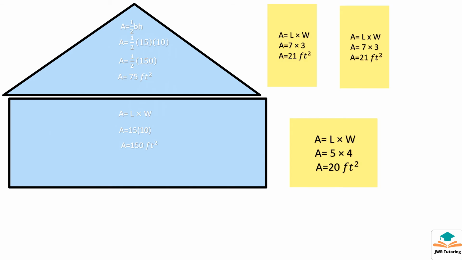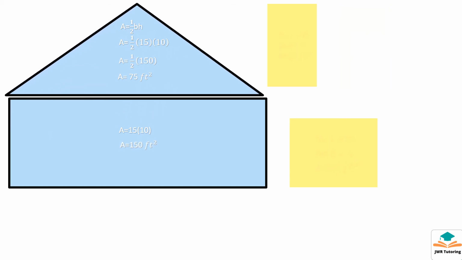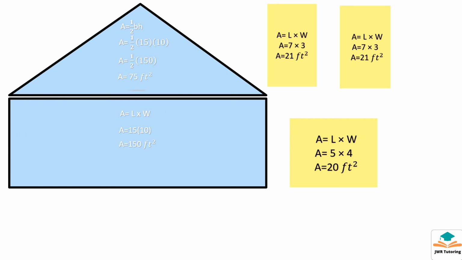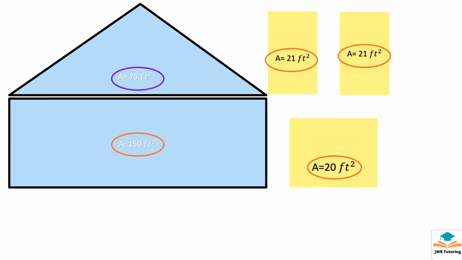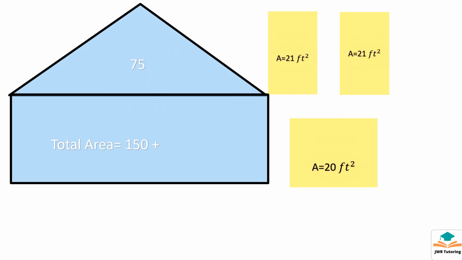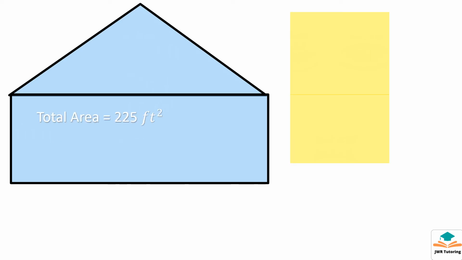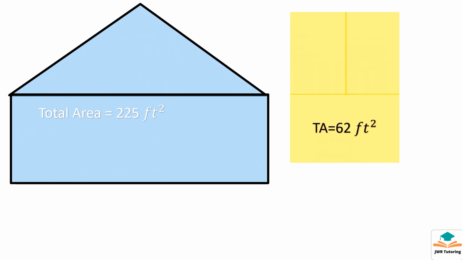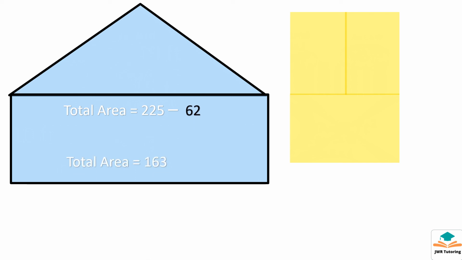Good. Now that we have our calculations, the area of each shape, we can find the total area by first combining the areas of the triangle and the rectangle. 75 plus 150 is 225 square feet. Now, let's combine the fixtures that we will not be painting, which are the windows and the chimney. Together, they make 62 square feet. Considering we don't need to paint those windows or the chimney, we're simply going to subtract 62 from the total area of the wall to get 163 square feet.